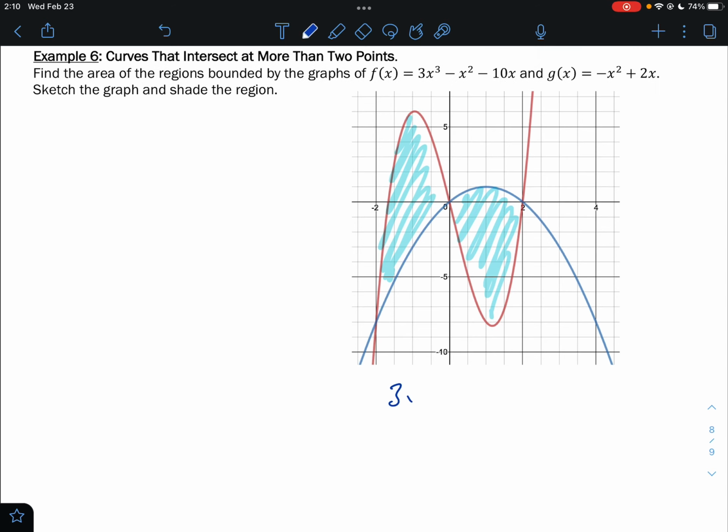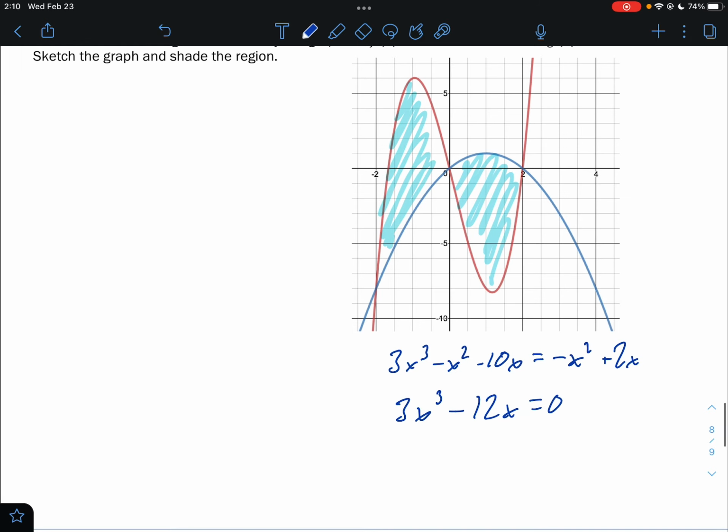So 3x cubed minus x squared minus 10x equals -x squared plus 2x. So 3x cubed, add x squared to both sides, they cancel out, minus 12x equals 0. Take out a 3x, we're left with x squared minus 4. So our answers are going to be 0 and plus or minus 2. So 3 intersection points. The first one's going to go from negative 2 to 0. And the second one's going to go from 0 to positive 2.